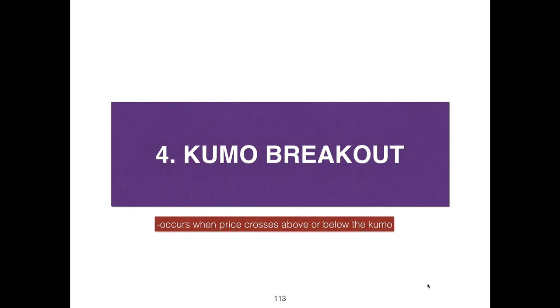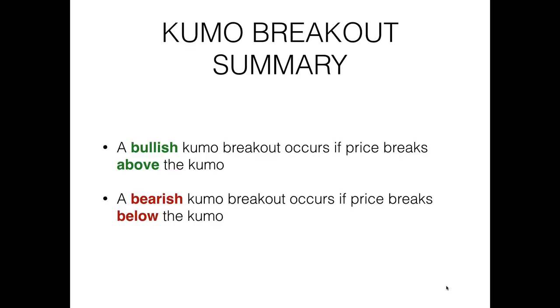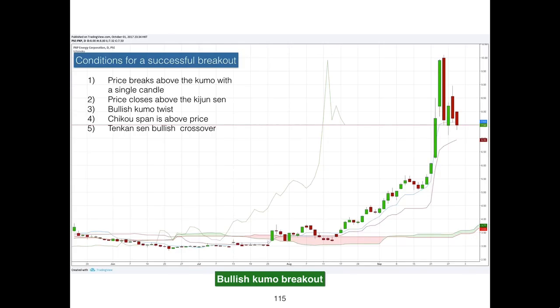Let's talk about Kumo breakouts. It happens when price crosses above or below the Kumo. A bullish Kumo breakout occurs if price breaks above the Kumo. A bearish Kumo breakout occurs if price breaks below the Kumo. Here's an example for PXP. Here are the conditions for a successful breakout.